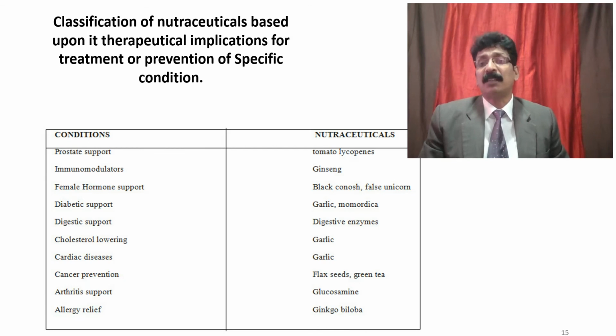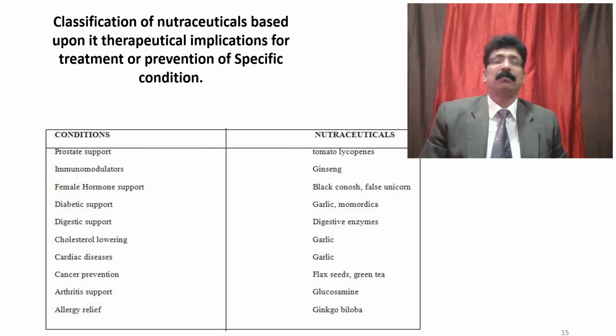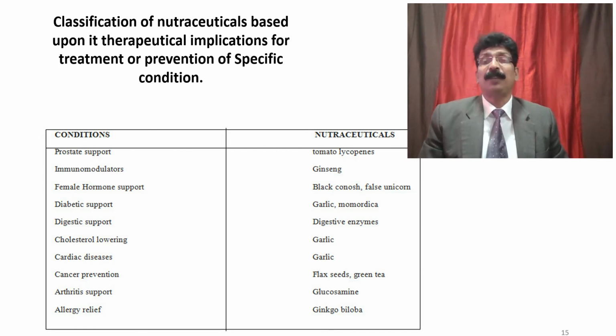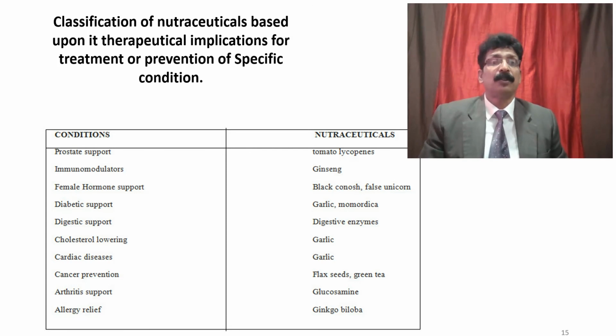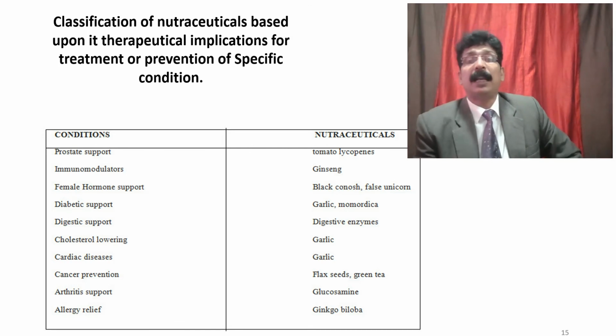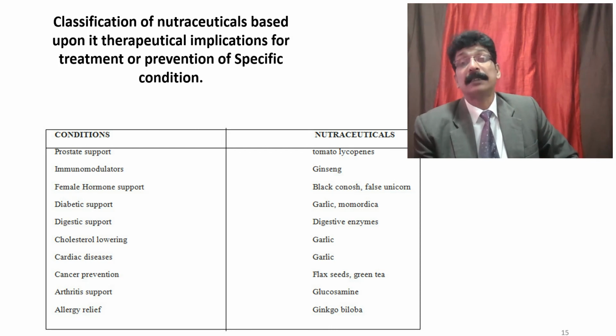We talked about this lycopene present in the tomato, and omega fatty acids. We have told about this omega fatty acids also. We have talked about it, and also tomato lycopenes. And so that's what we have to remember, understand. Can you follow? So you can see prostate support can be given by tomato lycopenes, immunomodulators can be given by means of ginseng.